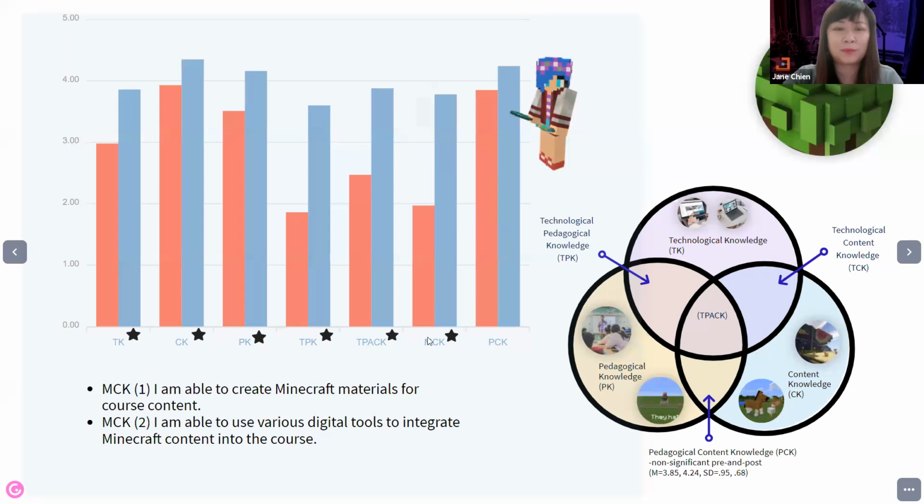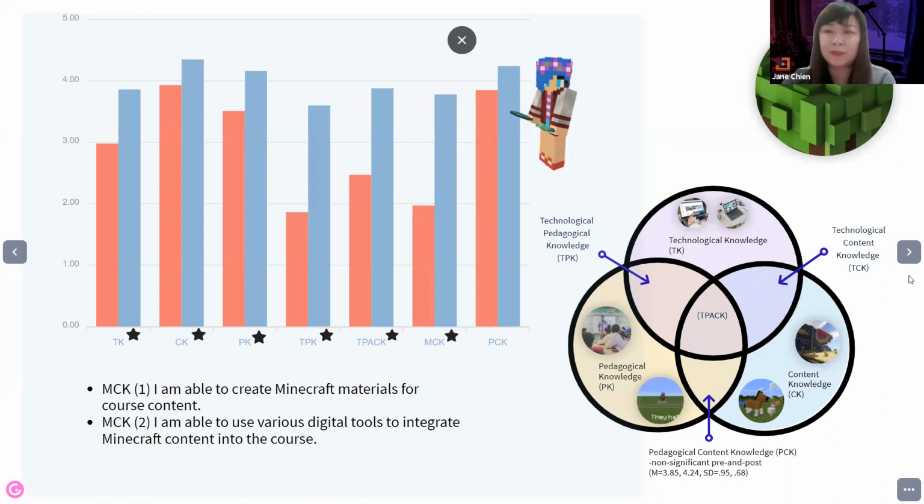I'd like to point out Minecraft content knowledge, where the pre-test was 1.97. These were the items on the survey: I am able to create Minecraft materials for course content, or I am able to use various digital tools to integrate Minecraft content into the course. In their post-test, they scored 3.78. The single construct that was non-significant was pedagogical content knowledge.